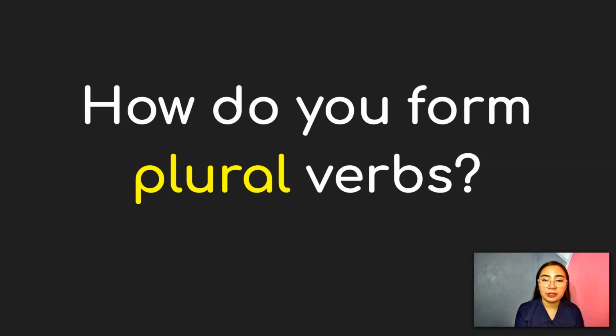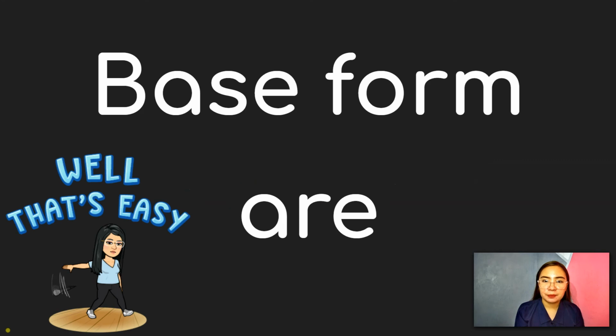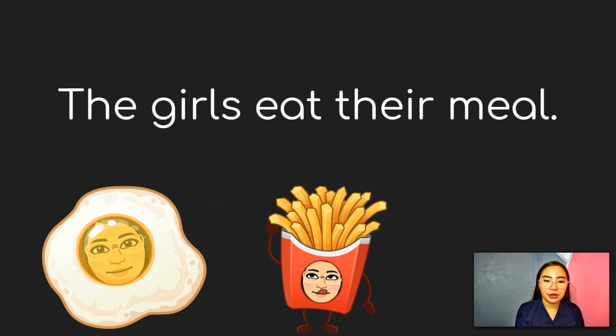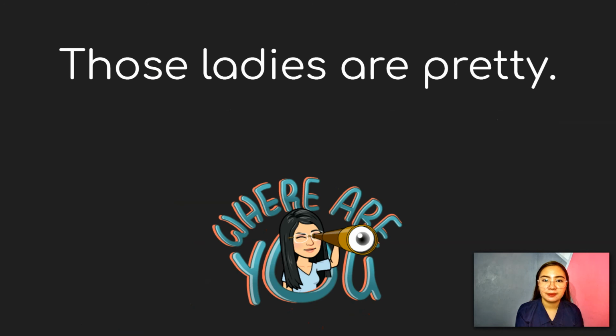How about for plural verbs? For plural verbs, the verb will remain in its base form, or instead of using is or am, we are going to use are. For examples, the girls eat their meal. The girls is plural. That is why our verb is in its base form. Next, those ladies are pretty. We have here a plural subject. That is why we must also have a plural verb.